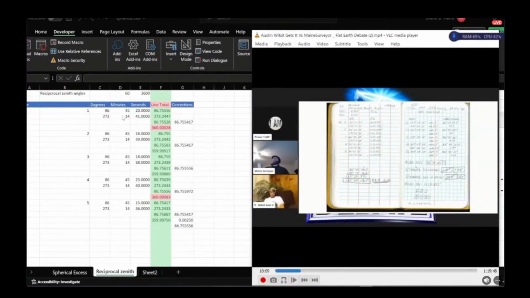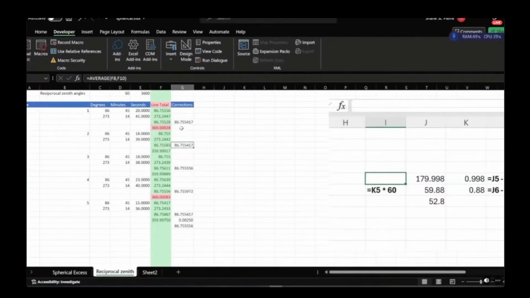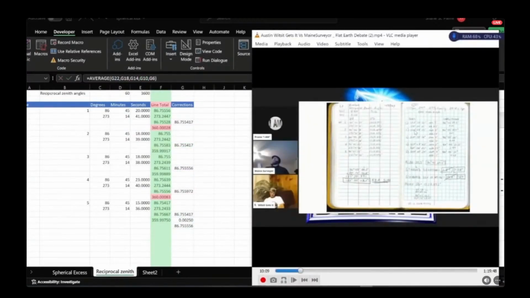All the way through, get the minutes, get the seconds, parse it out, add them together, get the average of all the 5. So these are all added together. These are all the averages. And then finally, you have the average of the average, which is what he was doing. So that's one reciprocal zenith angle, and then you throw them together. So just some math, right? Just some math with some presuppositions, and the presuppositions are what gets you into trouble. It's never the actual computation.